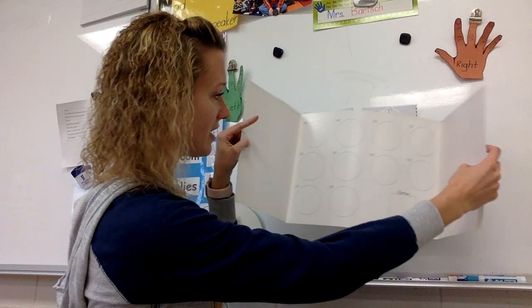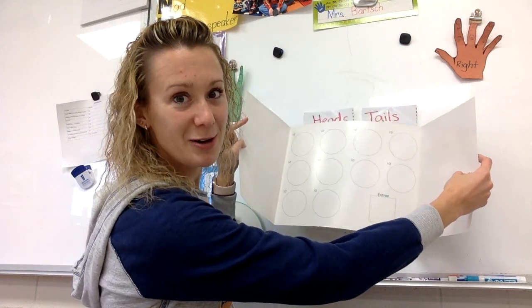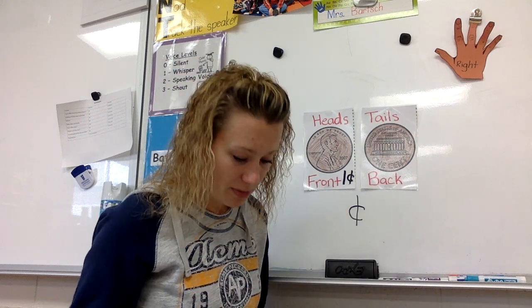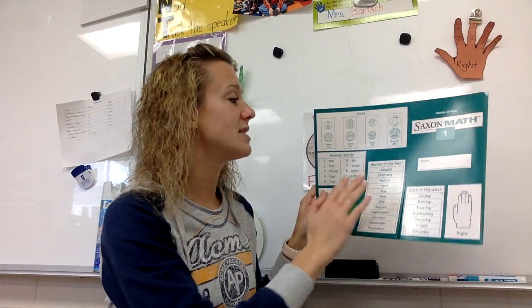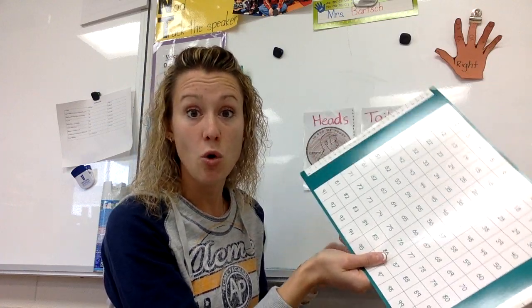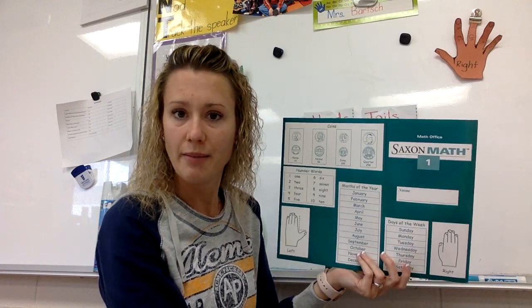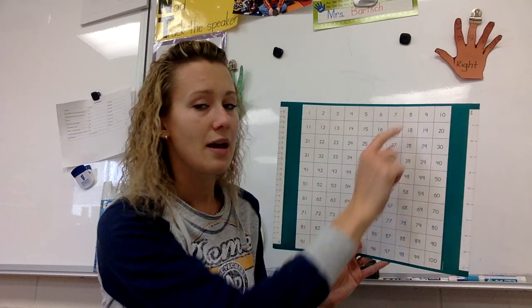So this is your math office. And your test, when you take one, goes right inside there. So nobody can see your test. You can't see other people's tests. And you have a little privacy to take your test. So you would have received your math office. It has your name on it. And you would have turned it over and used your pennies in your baggie with your name on it and the hundreds chart.